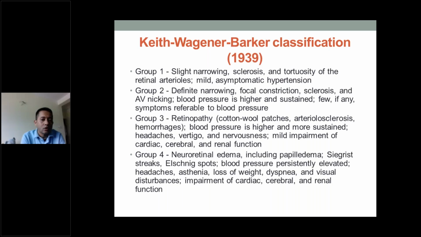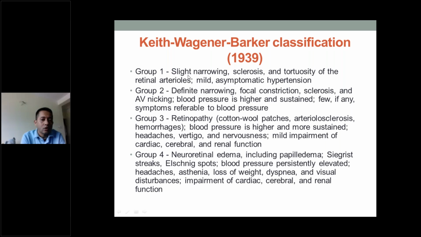Most of the classification we are using now is actually the Keith Wagener and Barker classification. What Keith Wagener and Barker did was they not only talked about the different signs that we see in the retina, but they also added the systemic parts. The purpose of this classification was to associate things not only with the retina and what is seen in the optic nerve, but also with systemic clinical signs, and long-term morbidity and mortality.